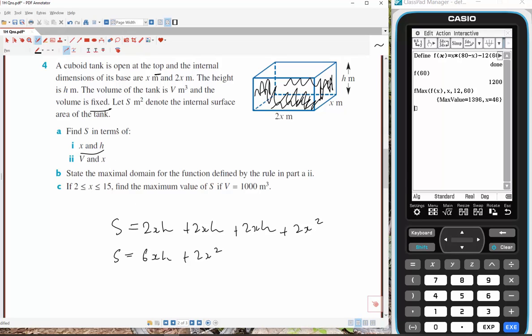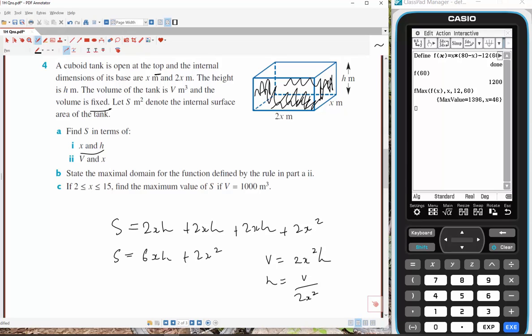Okay, so we've found S in terms of x and h. Now find S in terms of V and x. The way we're going to get V is to work out the volume. So volume equals length times width times height, so 2x squared h is the volume. Now I'll make h the subject of this, so I can put in a value for h in terms of V and x. So h equals V on 2x squared.